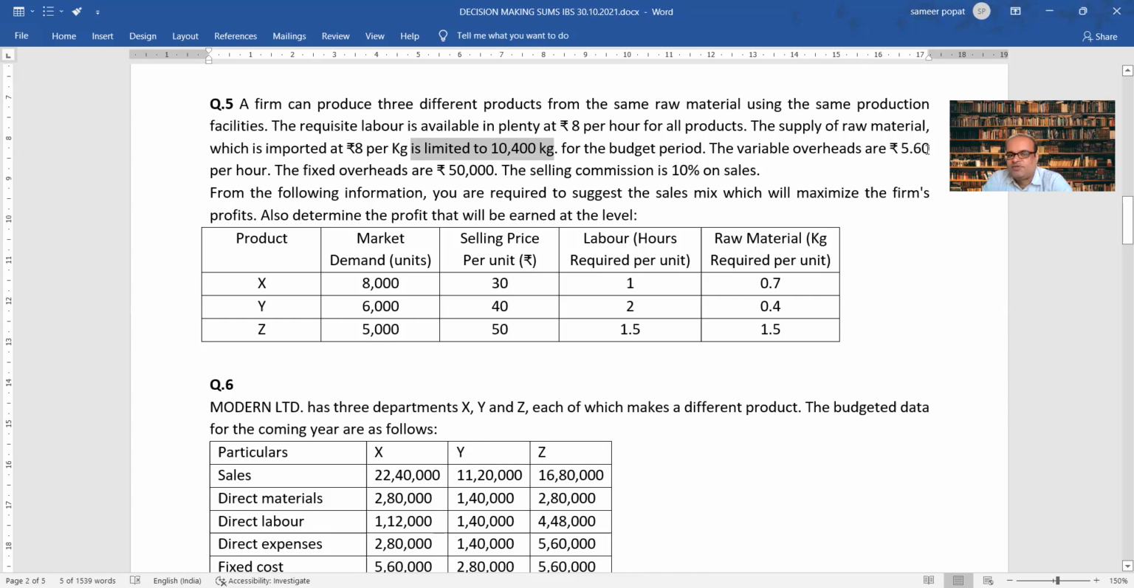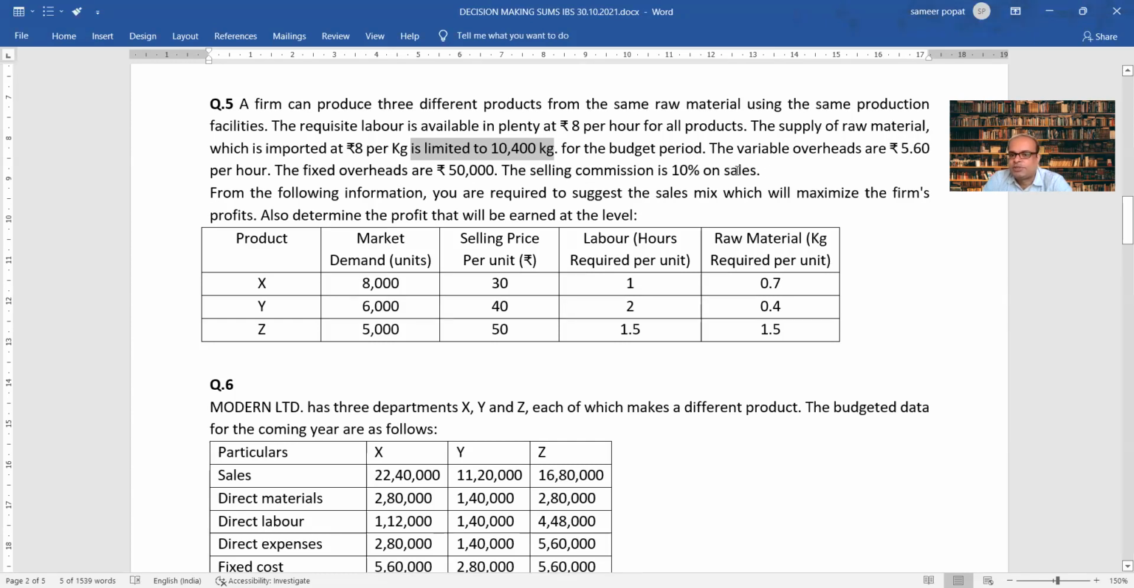Variable overheads are ₹5.6 per hour. This is not per unit, this is per hour. Just keep that in mind. The fixed overheads are 50,000. Fixed overhead will be used to calculate the profitability. From contribution, we are going to reduce the fixed cost. So here fixed cost is given straight away, ₹50,000.